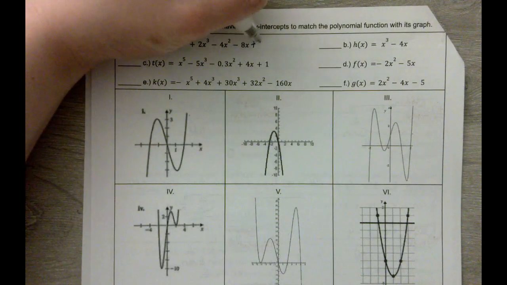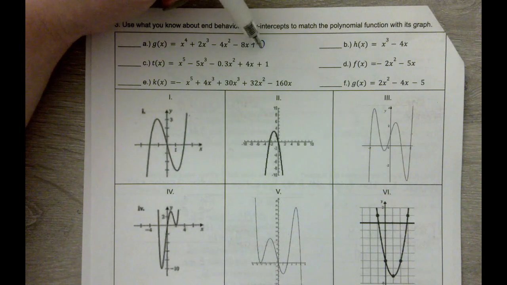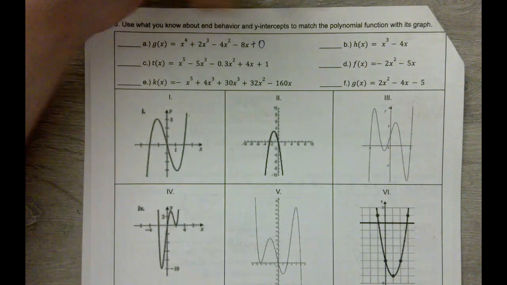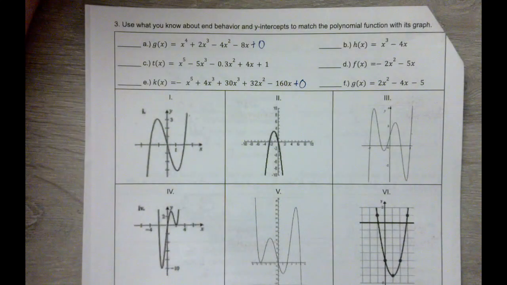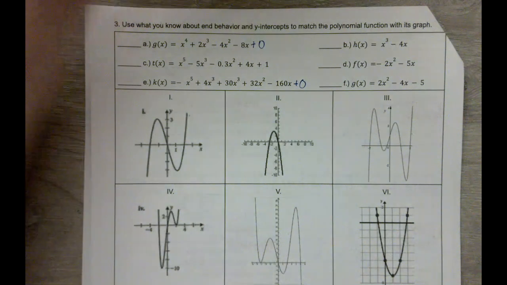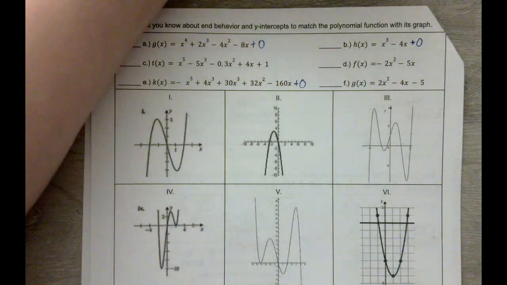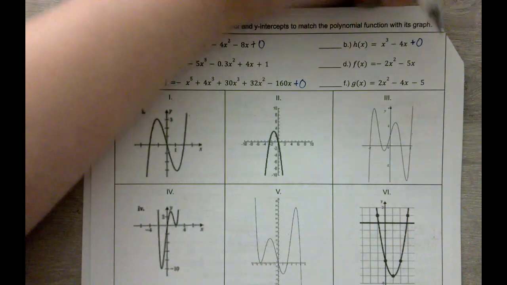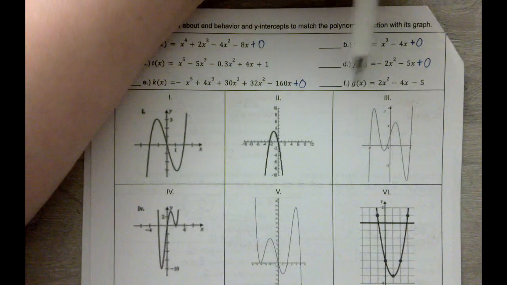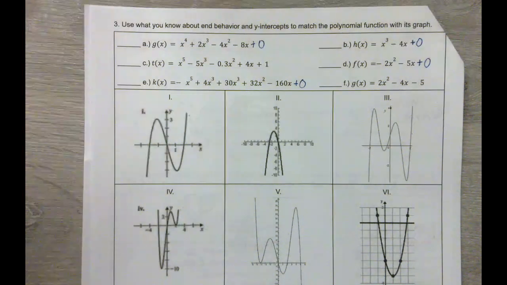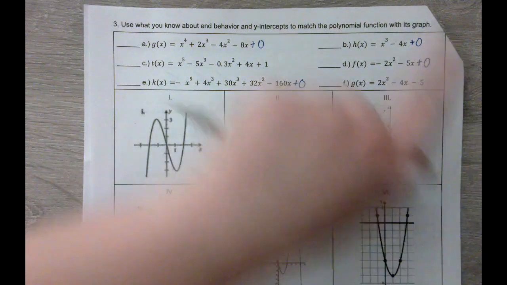So this y-intercept is 0. E also has a y-intercept of 0. So that's why you can't just use the intercept as your way to tell. B also has an intercept of 0. And then D also has a y-intercept of 0. And then F has a y-intercept of negative 5. So notice C and F have different y-intercepts from everything else.